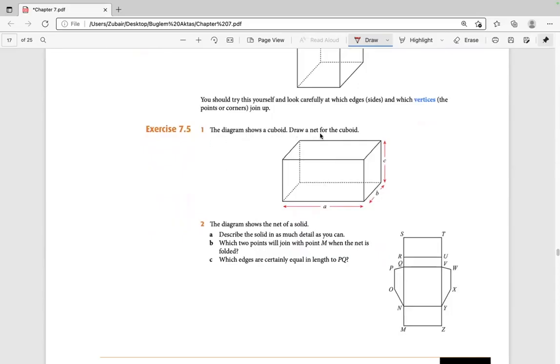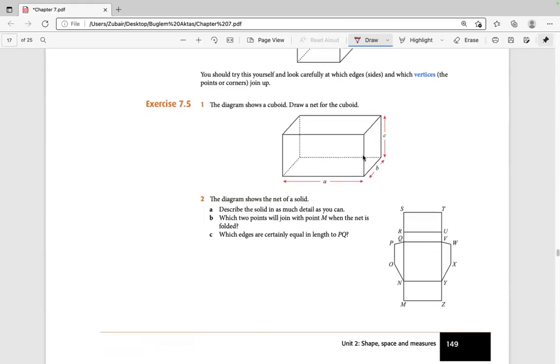The diagram shows a cuboid. Draw a net of the solid for the cuboid. Now I can see A, B, and C. Typically, A into B, whatever is at the base, we always start with the center. That is easy to understand. If I just start with this, and why am I drawing it like that? I don't have to make it 3D. Now this is A into B.